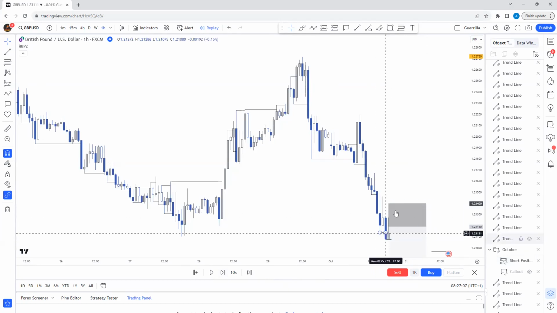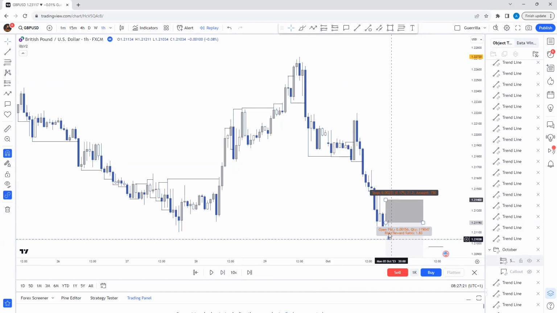We did have a really nice rejection wick again. As you can see, all of these candles showing strong rejection to the upside. Price is trying to push up, but it's failing to do so. We're seeing that bearish momentum stay in control. And as we can see, we do continue to the downside.